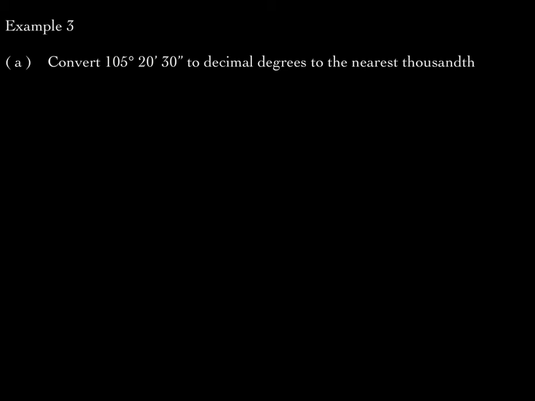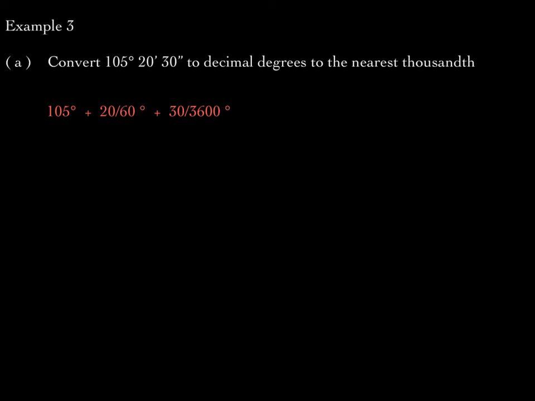Now in the first part of this example, we are converting to decimal degrees. They're giving us an angle in degrees, minutes, and seconds, and they want us to rewrite it in decimal degrees. So here we go. The main thing that we have to convert is the portion of this angle measure. So basically 20 minutes, we need to put that into decimal degrees, and 30 seconds.